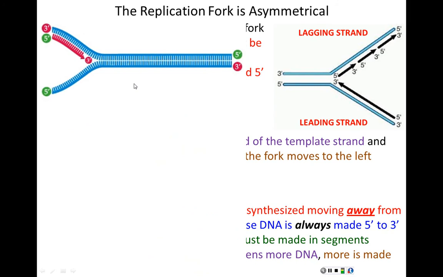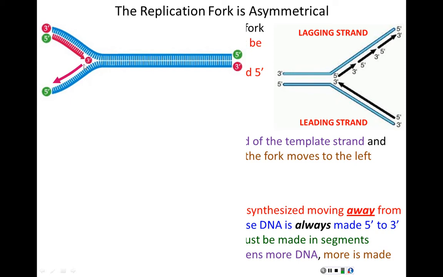The diagram on the left, I think, shows it a little bit better. Here we have a replication fork opening, and this replication fork is on the other side of the bubble, so now the replication fork is going to be opening DNA towards the right. You can see our top leading strand is giving us no problem at all. We can make new DNA 5' to 3' from left to right, using template DNA as our guide. However, to make the bottom lagging strand, we have to make a segment of DNA that starts at the edge of the replication fork and moves away from it.